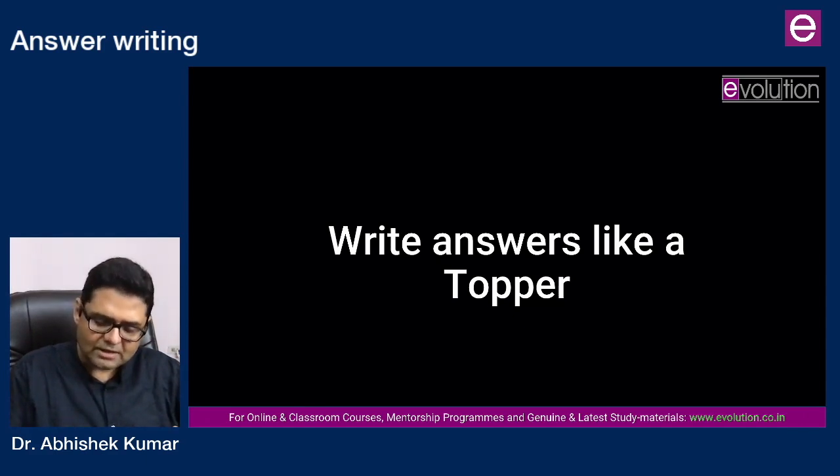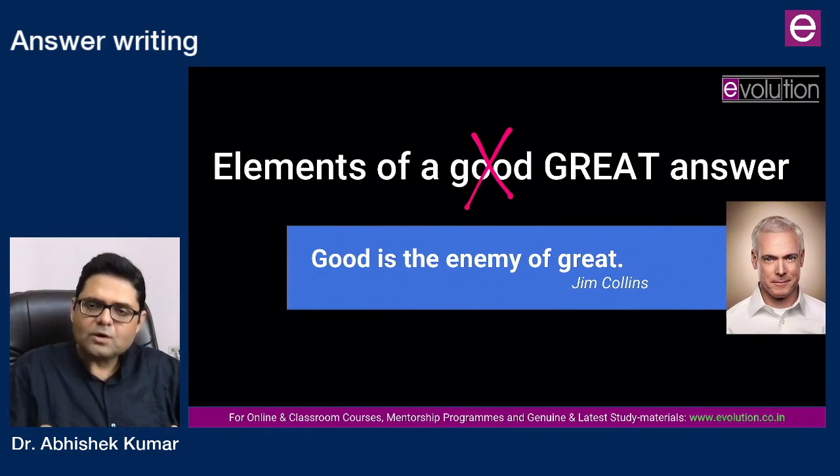I would like to start with this quote from one of the most influential management thinkers and a renowned author, Jim Collins, who writes in his book, Good to Great, good is the enemy of great. What he basically means here is that when you settle to be just good enough, you are unable to fulfill the fullest potential that you have. You are unable to meet your performance matching your potential.